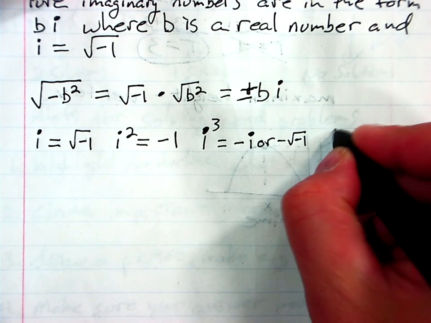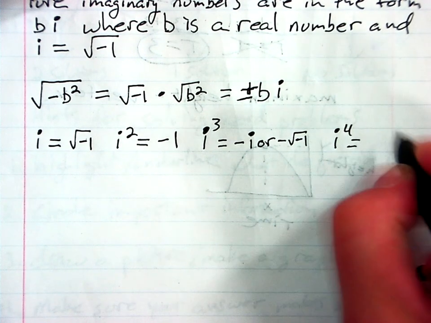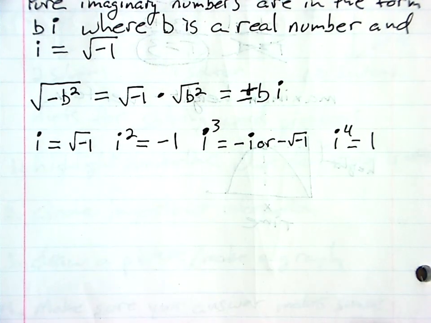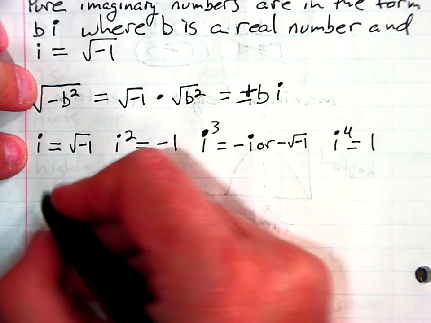And then we have i to the 4, which is simply 1. That's it. That's all there is for it. And then it repeats over, but we'll learn about that later in the chapter. All right. Let's continue on.